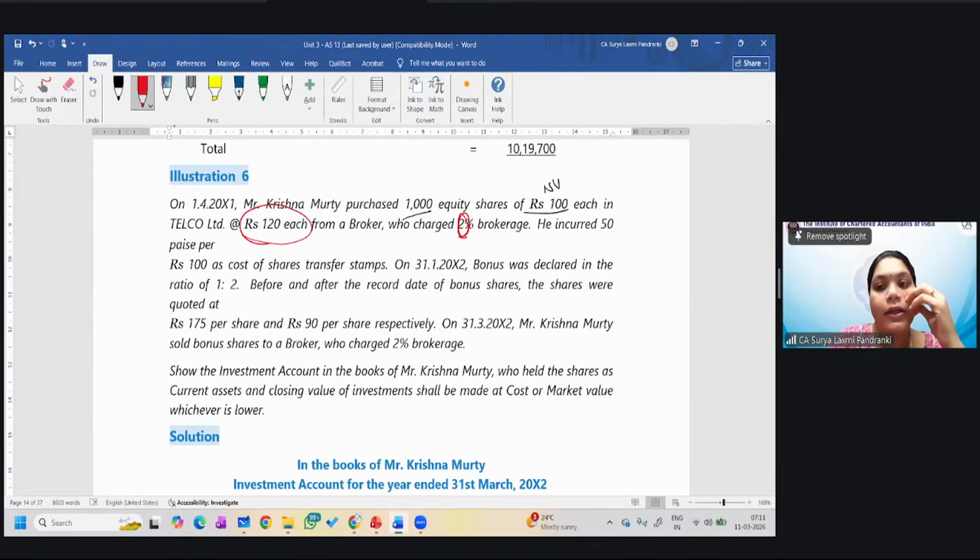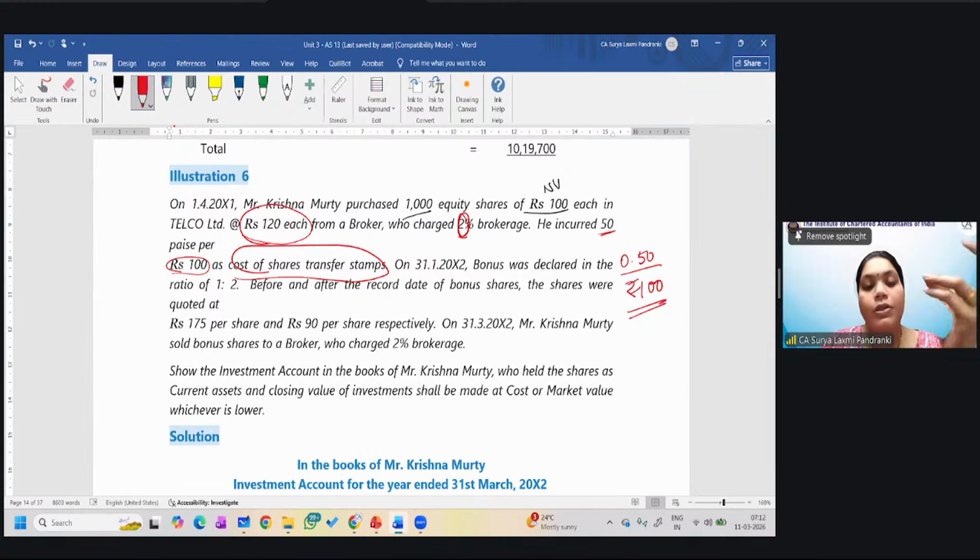Right? And he incurred 50 paise per rupees 100 as a cost of share transfer stamps, right? As a cost of transfer stamps, he had to incur 50 paise per rupees 100. This also will be a cost for you, which should be added to the cost of investment. So two things have to be added in our cost of investment along with the purchase price. One is the brokerage and the other one is the share transfer stamps cost.